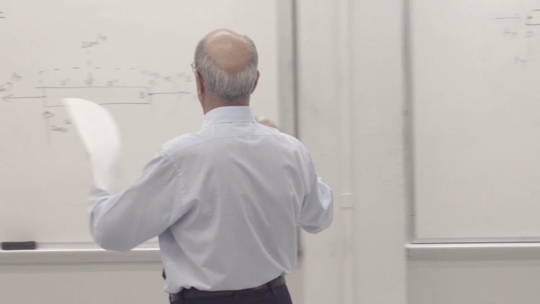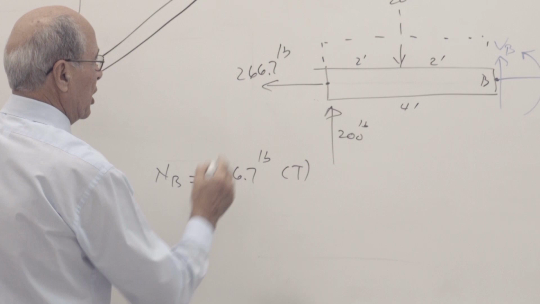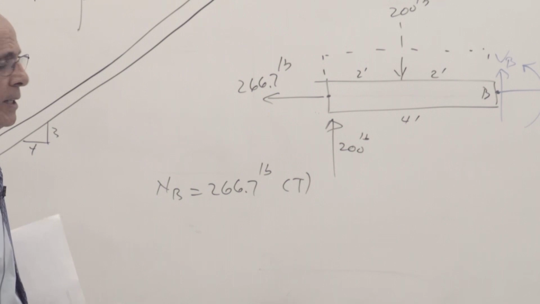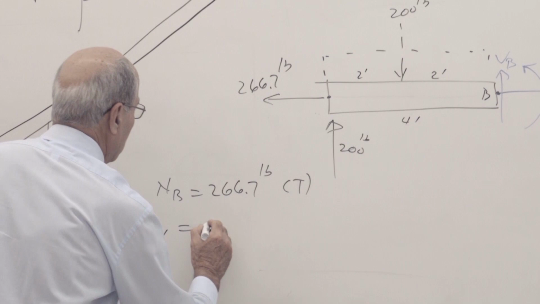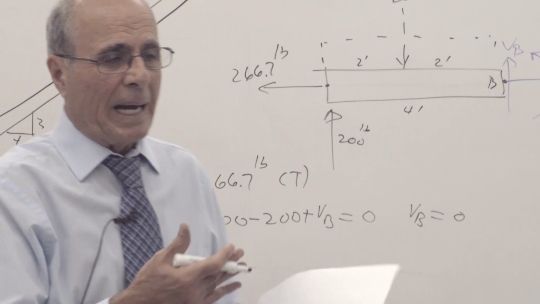Let's calculate. So NB, of course, is 266.7 pound, and it is in tension. If I want to calculate shear force, I have to write sigma Fy equal to 0. Correct? Sigma Fy equals, this was sigma Fx, but I did not use it, sigma Fy equals plus 200 minus 200 plus shear at B. Of course, shear at B becomes equal to 0 because the balance is 0 there. Is that correct or not? Yes?